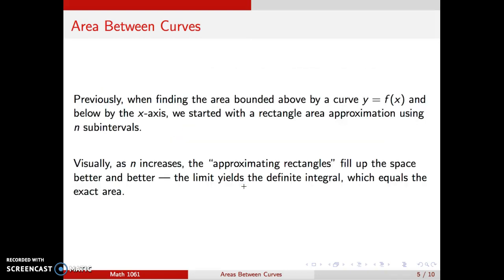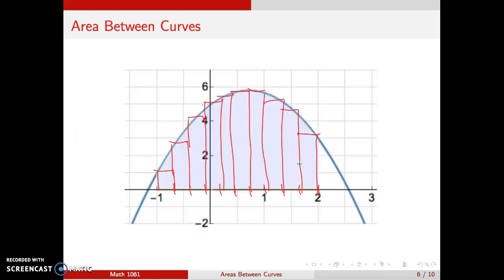But the idea was as n increases, so n, that's the number of rectangles, the number of subintervals. Each subinterval length is the dimension of one side of the rectangle. But as n increases, these approximating rectangles, if we have a continuous function f, fill the space better and better, and that limit yields a definite integral, which is the exact area. So that's how we built up to it. So got maybe a pretty good approximation here.